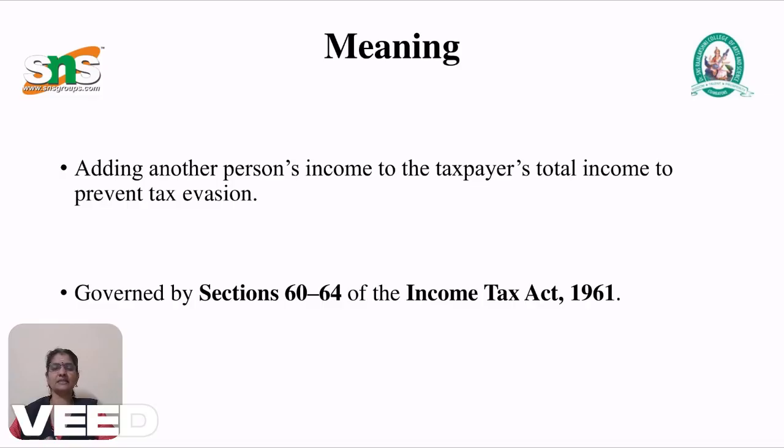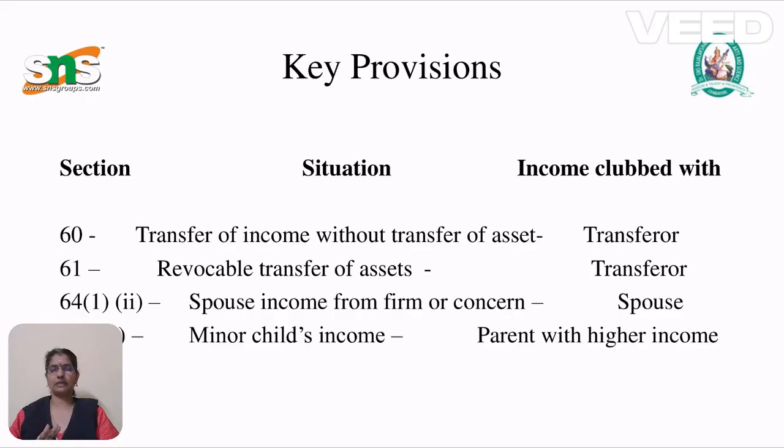Adding another person's income to the taxpayer's total income to prevent tax evasion is called the clubbing of income. This is governed by Sections 60 to 64 of the IT Act 1961. Simply, clubbing of income means we have to add another person's income to the taxpayer's total income. Clear?